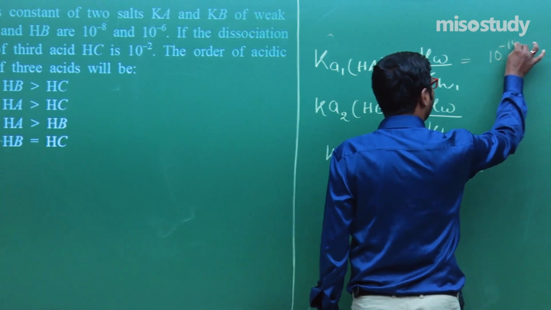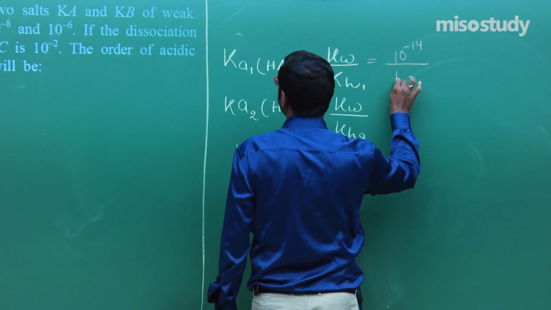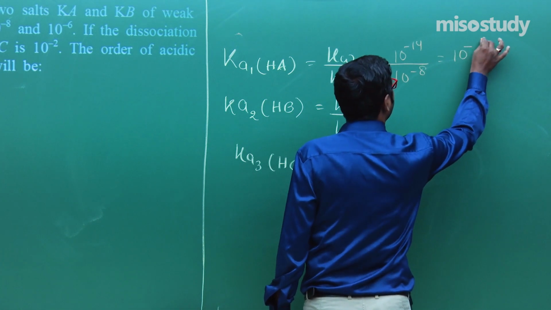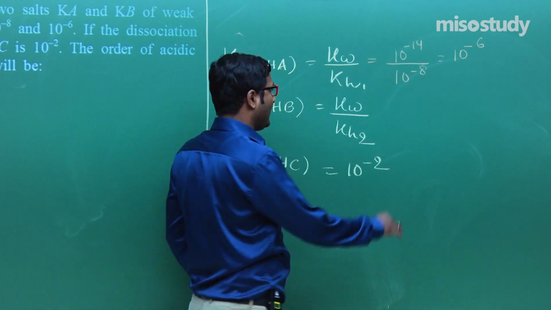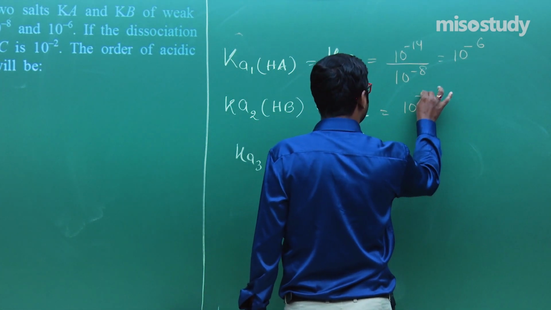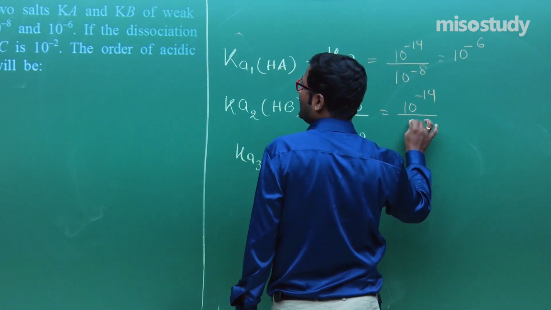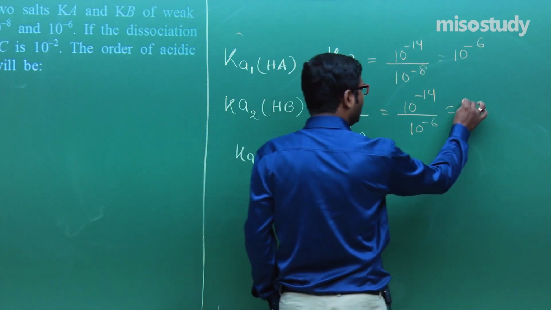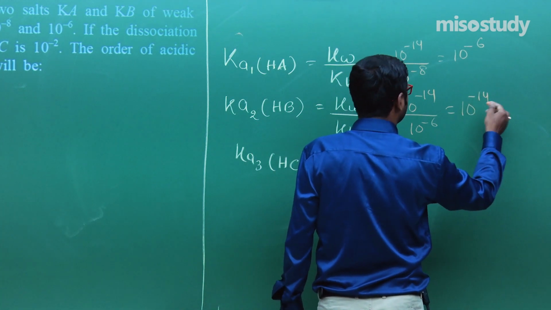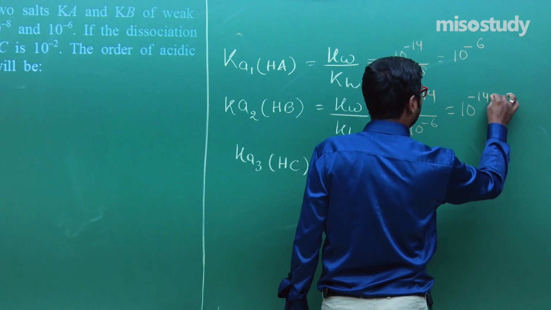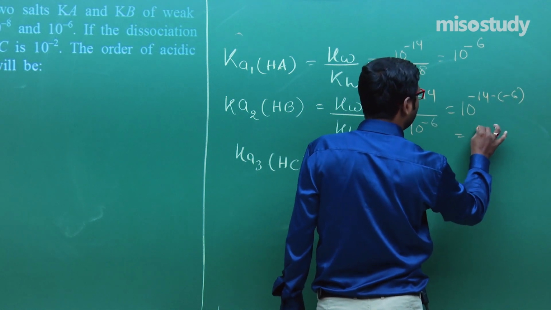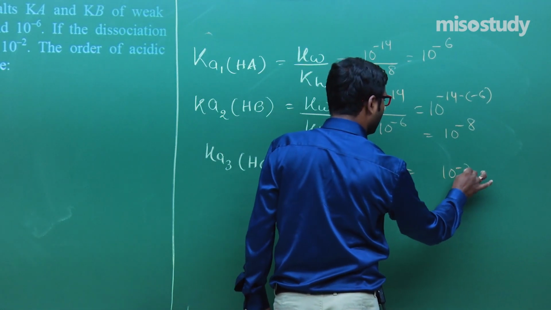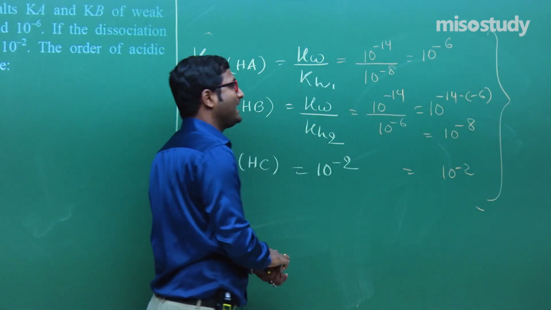10 to the power minus 14, Ka1 is 10 to the power minus 8, that is 10 to the power minus 6. And in this case, what is the value? 10 to the power minus 14 upon 10 to the power minus 6. Clear to you? 10 to the power minus 14, then minus 6, that is 10 to the power minus 8, and the third case 10 to the power minus 2. Is it clear? This is a slightly tricky question.